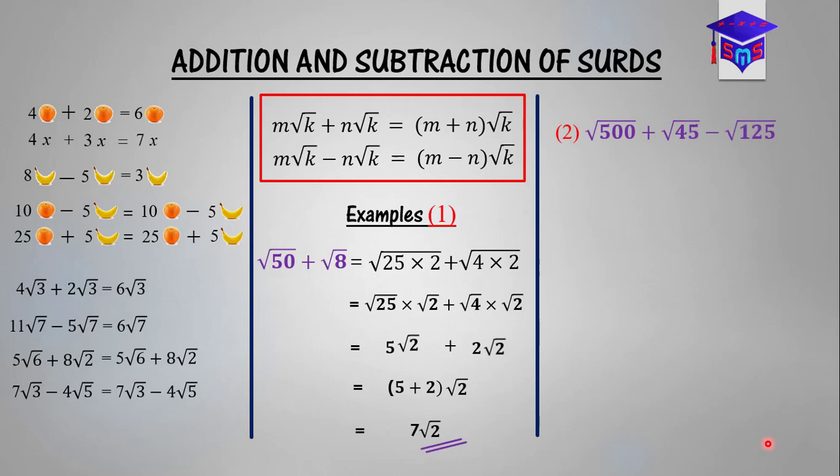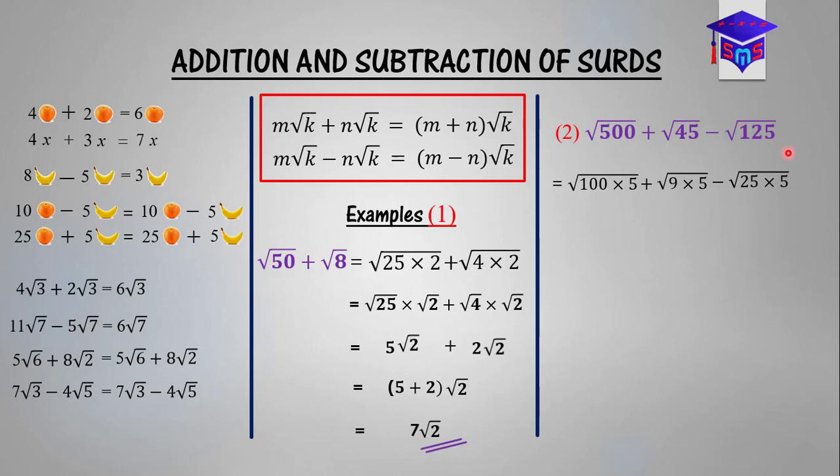Assuming I have root 500 plus root 45 minus root 125. These roots or these sets are also not in the simplest form, so we have to reduce them to the simplest form before we go ahead and add and subtract. Root 500 can be written as root 100 times 5. 100 is the perfect square. Plus root 9 times 5. Root 45 is the same as root 9 times 5. Minus root 25 times what? 5. 25 times 5 will give us 125.